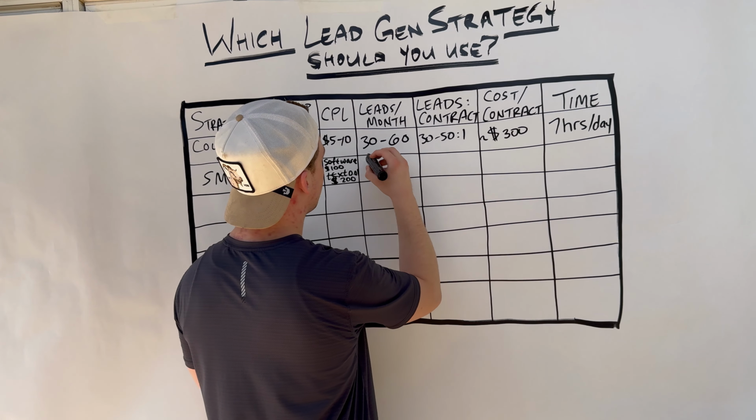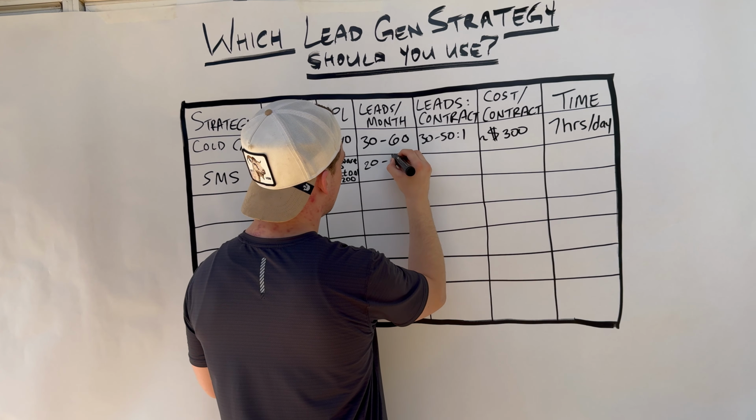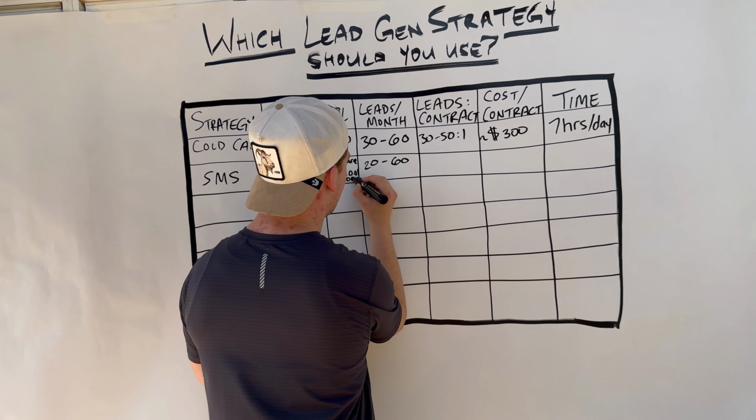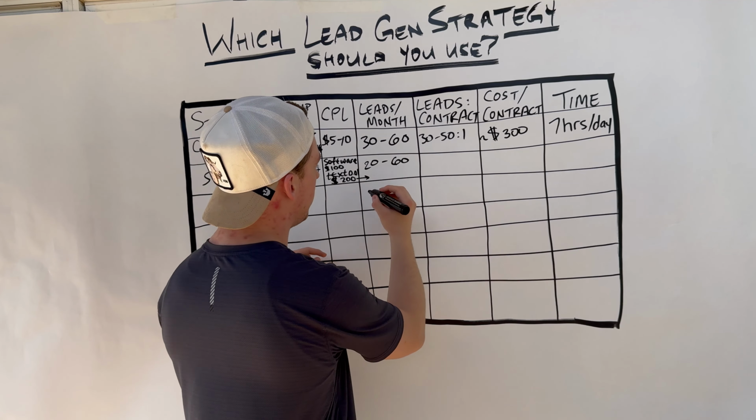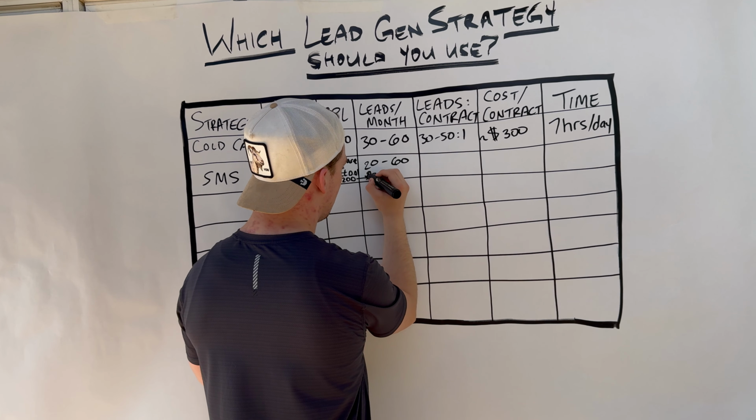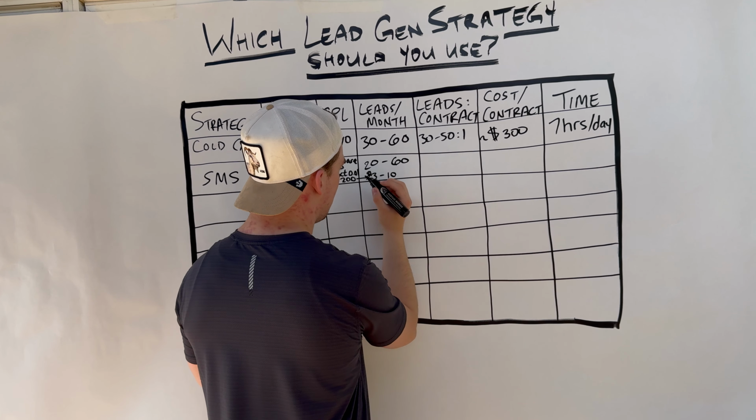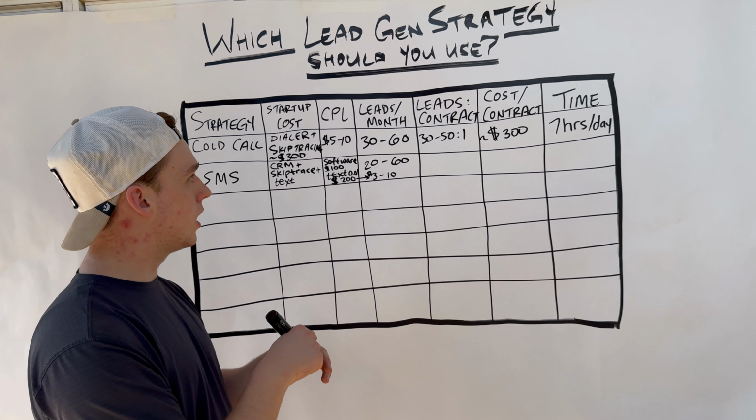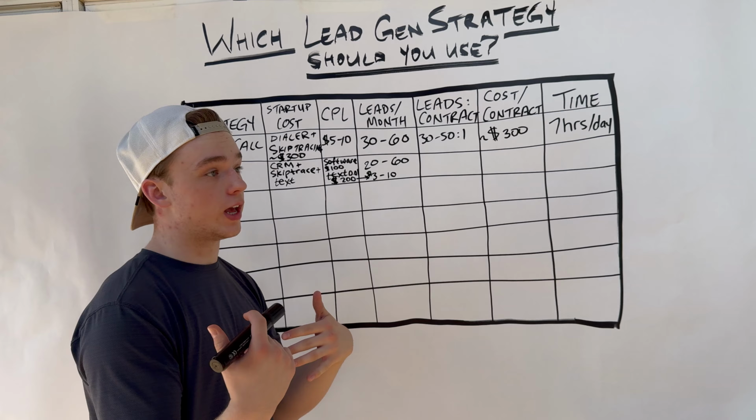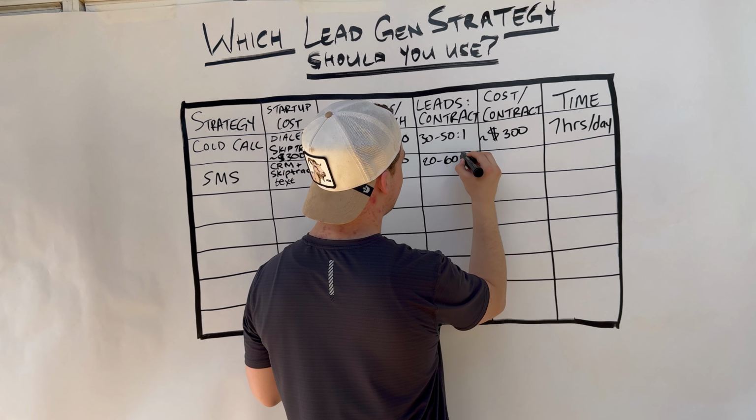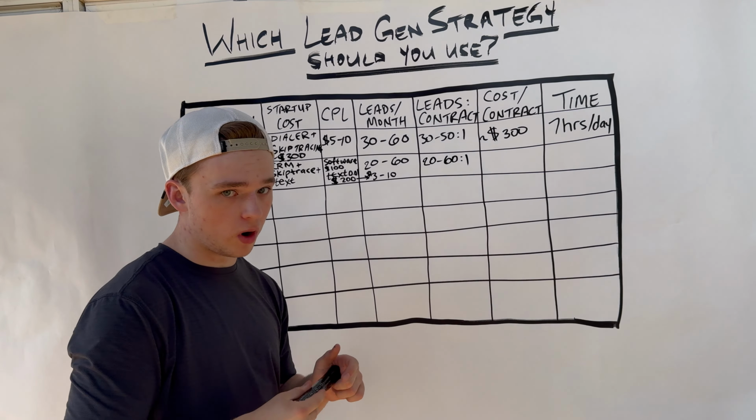You could generate 20 to 60 leads per month, which brings your cost per lead to around $3 to $10 per lead. Now, as far as how many leads you should get doing SMS in order to get 1 contract, it's about how many leads you're gonna get per month. So it's gonna be around 20 to 60 leads per 1 contract.